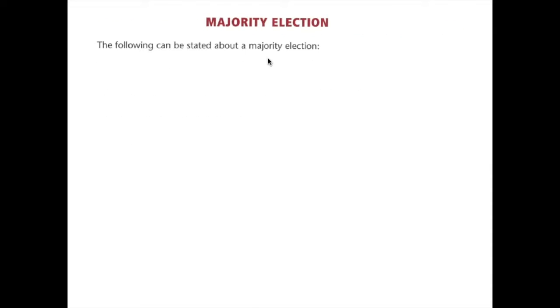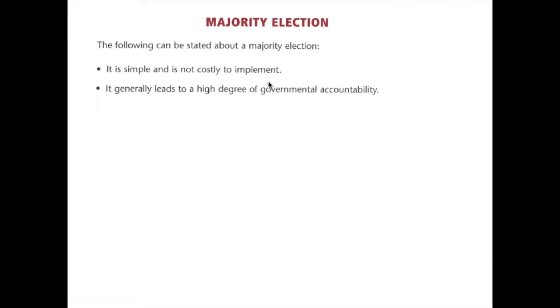Majority election. The following can be stated about majority elections. It is simple and it doesn't cost very much to set up. It generally leads to a high degree of governmental accountability. So the government, knowing that they have to get at least 50% of the vote, is going to do a good job to represent the people so that they can get that 50% in the next election.